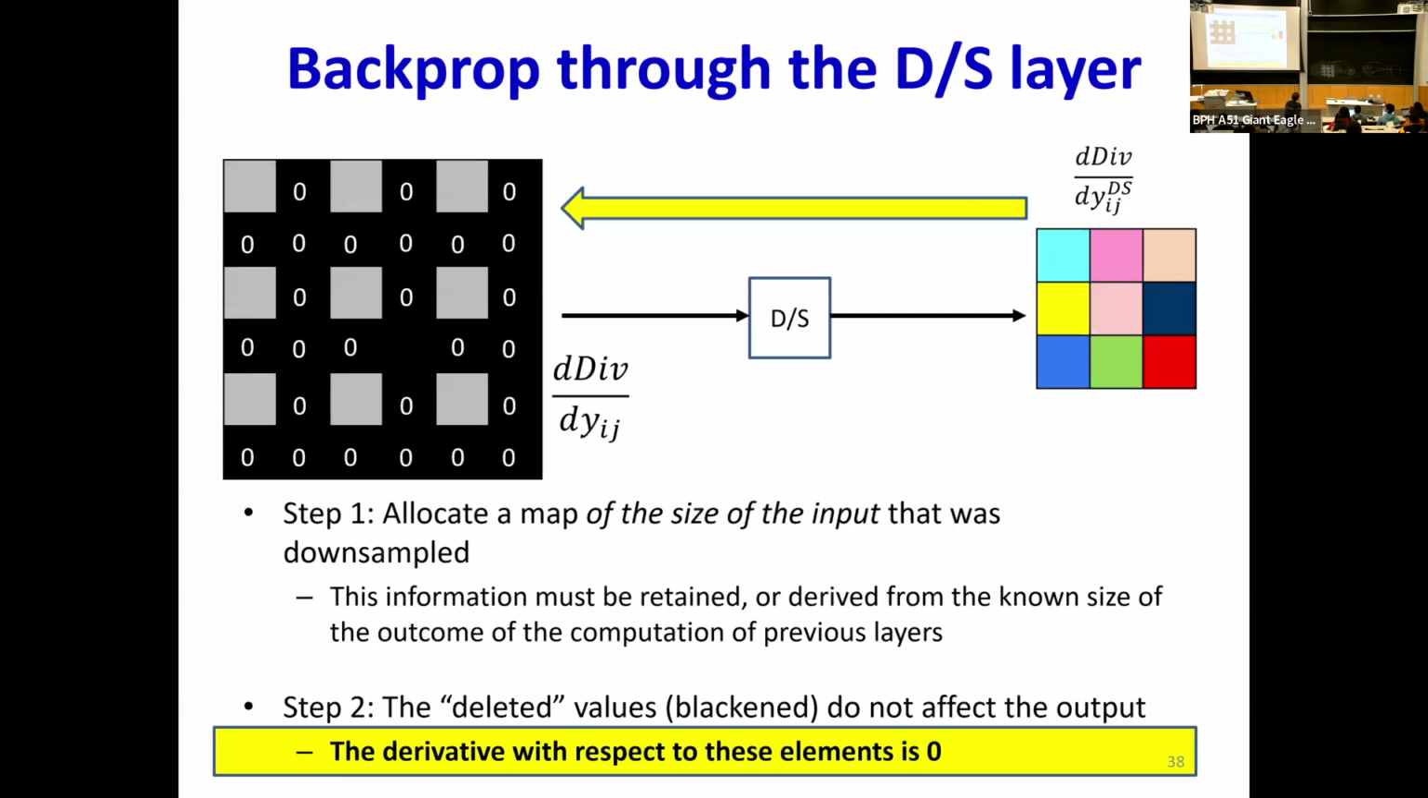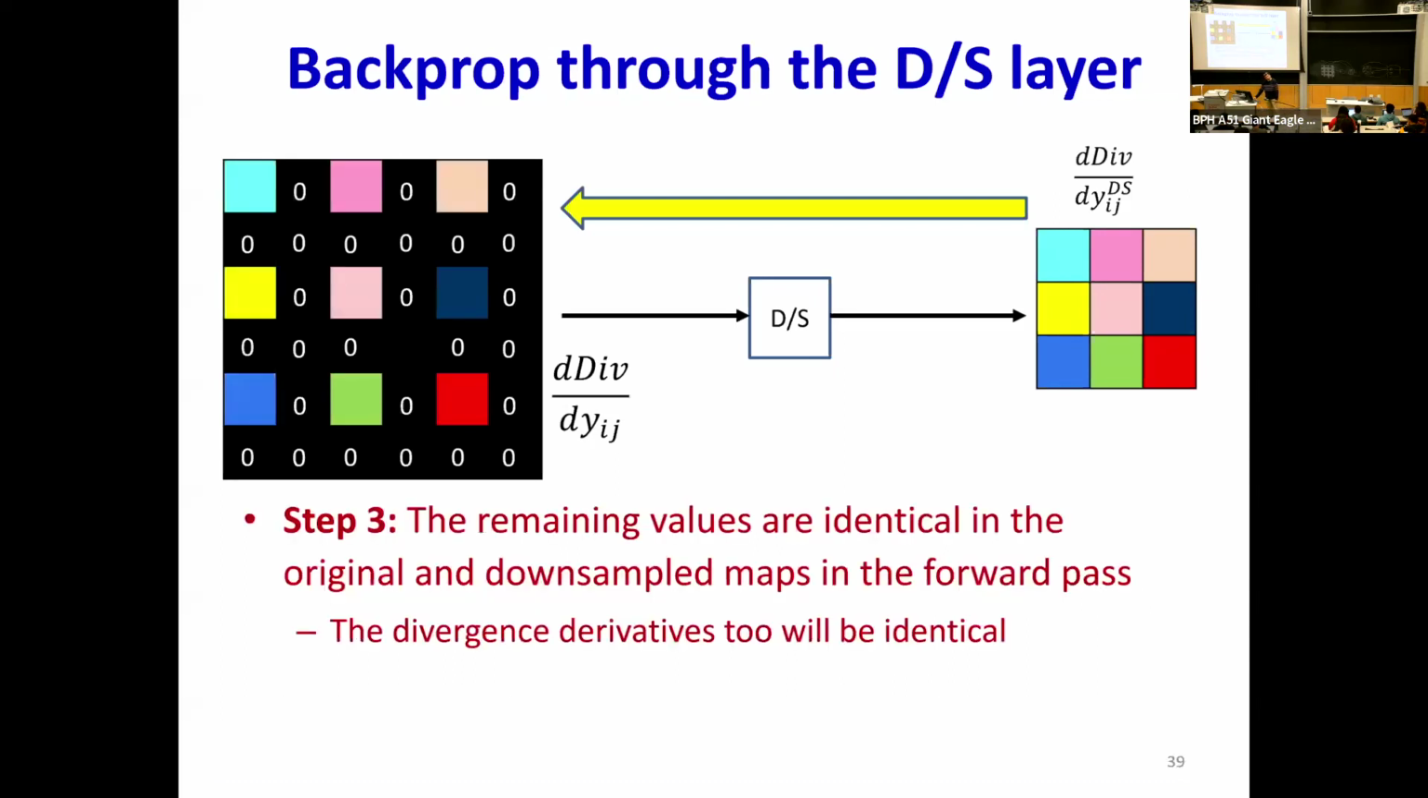And so when you're actually computing the derivatives, you're going to have to first allocate the derivative map of the right size, and this size is not evident from the output, correct? And you're going to have to figure out which boundaries are padded, if any. And so once you fill the derivatives in those locations with zeros, then you can just copy the values over, right? And that's going to be the derivative map going backwards.